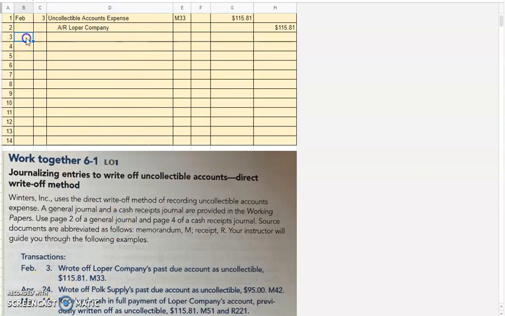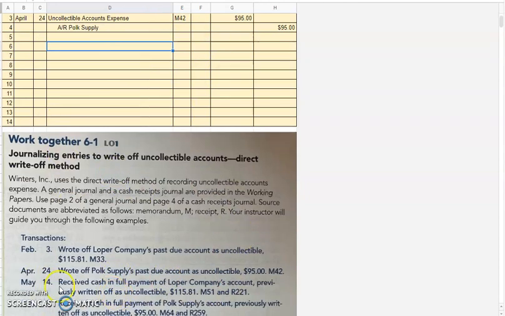Same thing, April 24th. And we're going to write off Polk Supply's past due account as uncollectible. So again, uncollectible accounts expense, and this one is memorandum 42, and the amount $95. Okay, and the credit is accounts receivable Polk Supply, and that one is finished. Of course, you would post those in your general ledger, but we're not going to do that for the purpose of this problem.